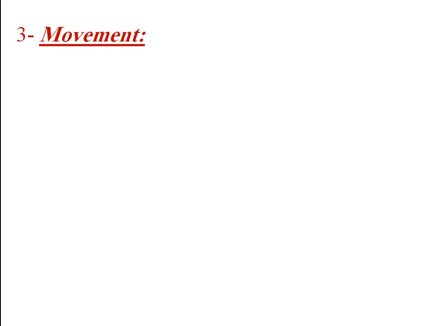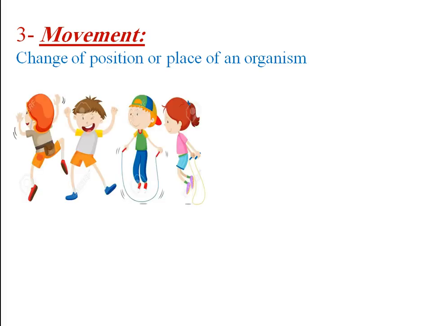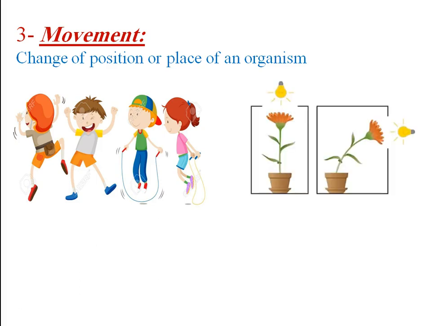Okay, another characteristic is movement. Movement is the change in position or place of an organism. Remember that all living organisms must move. So humans or animals move all their body from one place to another. What about plants? Yes, plants also do movement, but for plants, the movement is just parts of their body. So parts of their body move.